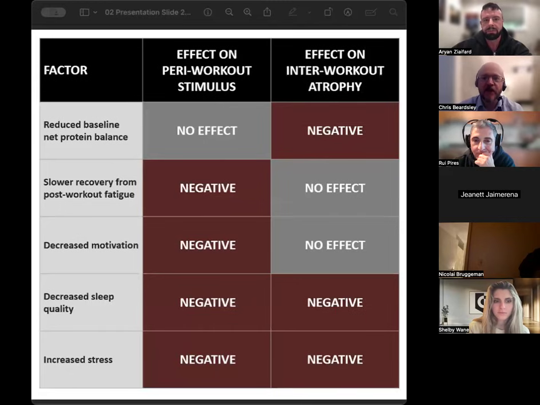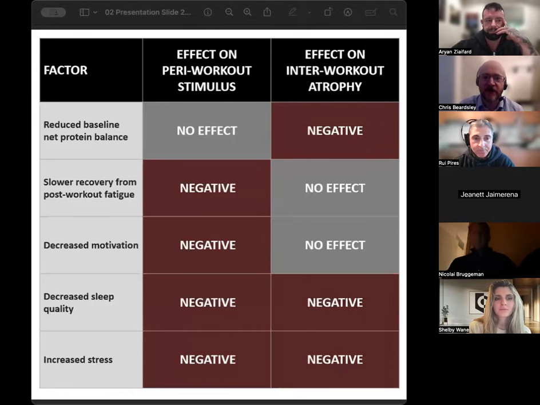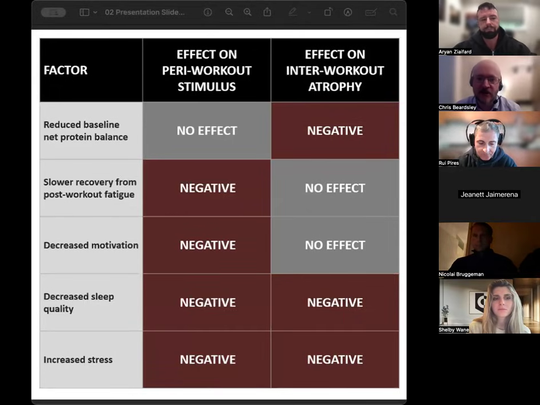Fantastic. Okay, so what you've got here then, guys, is essentially a matrix showing a series of five factors in the column on the left, which are things that you're going to have to deal with in a period of caloric restriction. So when calories are below calorie balance, as in a dieting phase, you're going to have five problems. The two columns are classification of those factors into two separate areas. Either is it a problem for the workout itself?